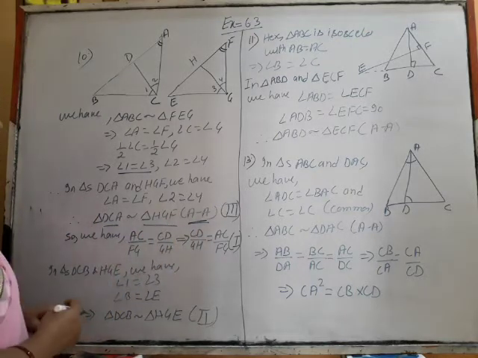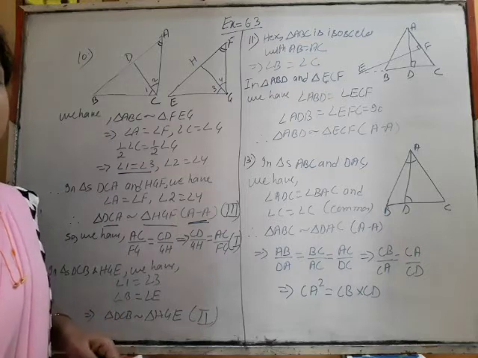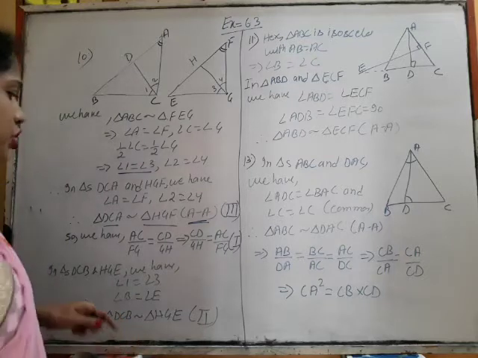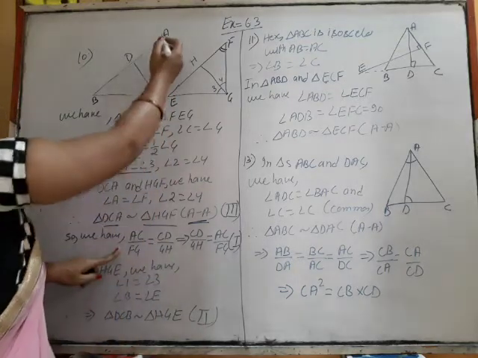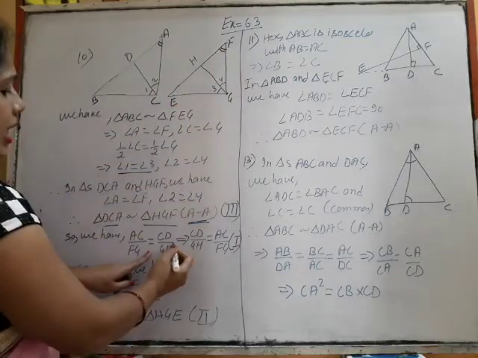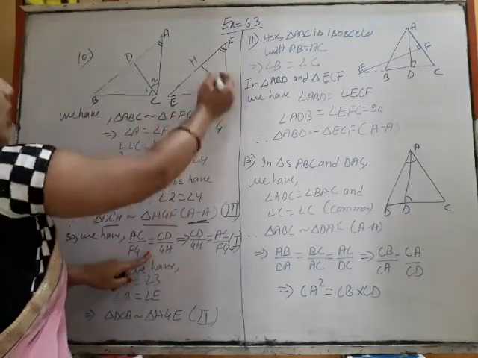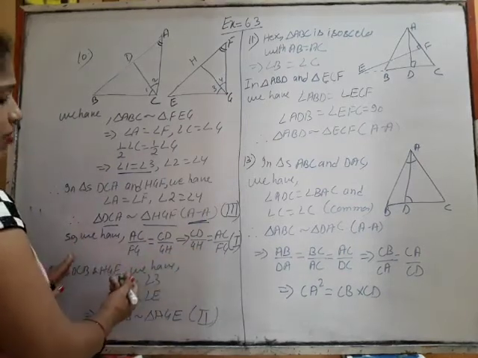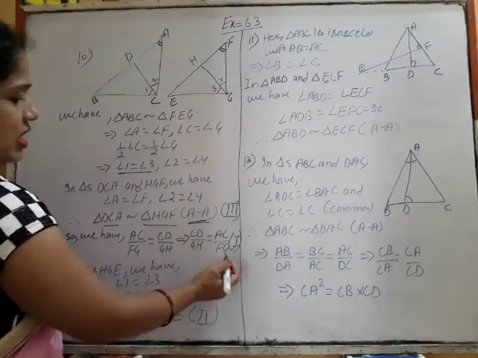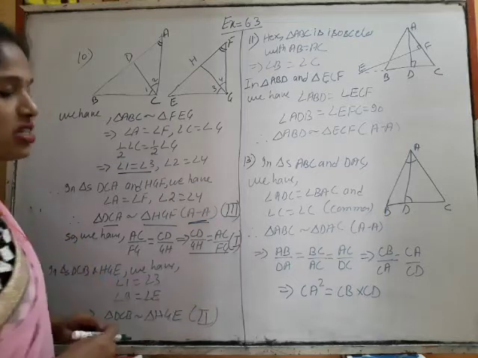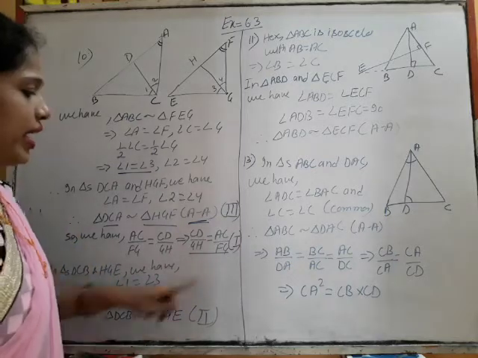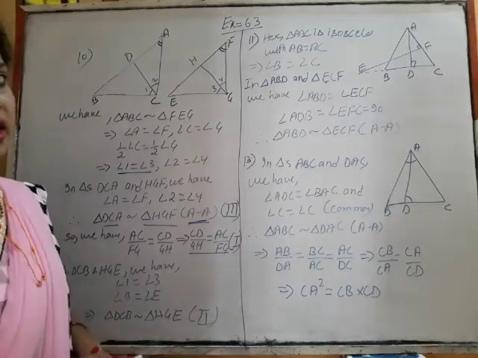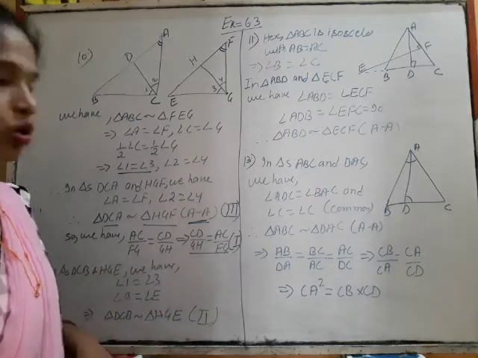Since the triangles are similar, the corresponding sides are in the same ratio. So AC upon FG and CD upon GH, which are the bisectors. Writing CD upon GH on the left hand side and AC upon FG on the right hand side, we get our first result, which we needed in the question.